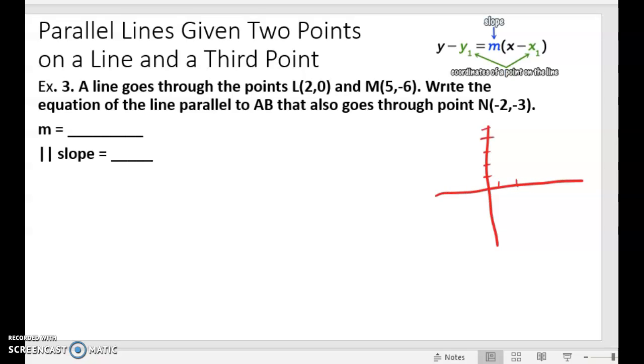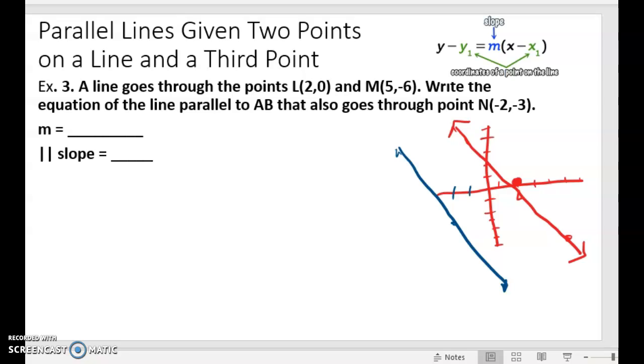So we've got (2, 0), that's L, and (5, -6). 1, 2, 3, 4, 5, -6. So my line, which is hard to draw, looks something like this if I can go through the points there. All right, and I want to find what the slope of that line is. And then I want to find an equation of a line that goes through (-2, -3). So I'm ultimately trying to find this blue line, and that's supposed to be parallel.